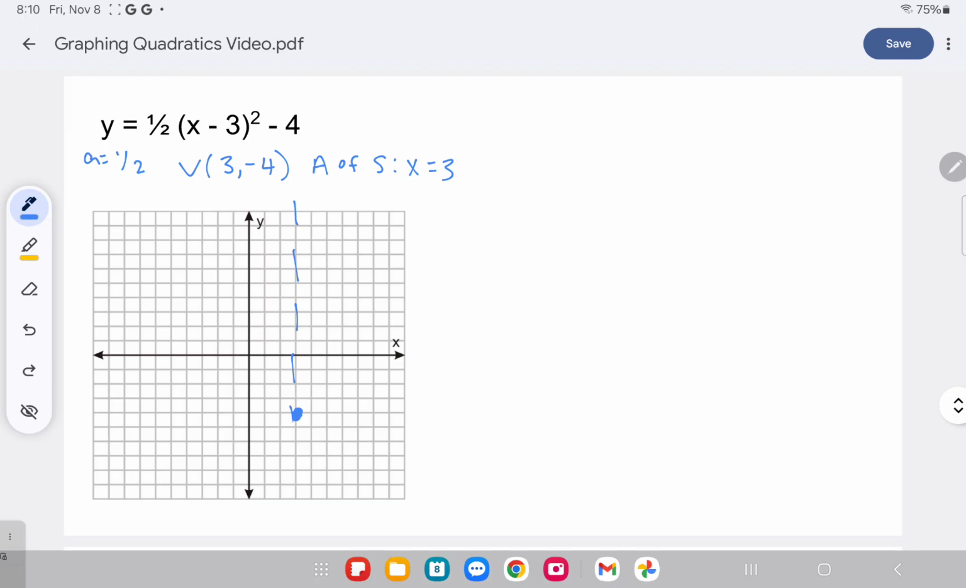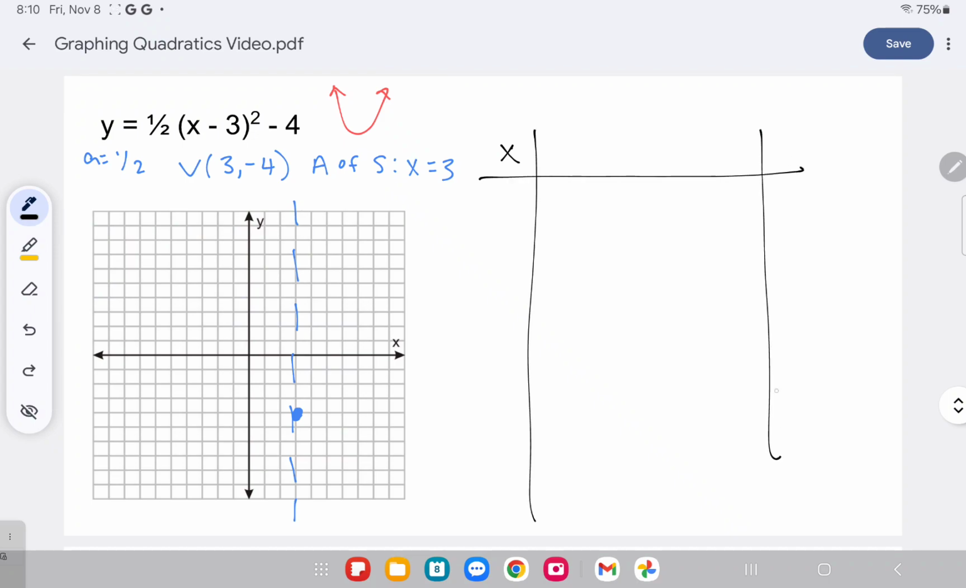So already I have the most important pieces of my graph. I know because my a is positive that this graph is going to open up. So that vertex is a minimum. And then I'm going to make an XY chart to get a couple more points on our graph. I can work a little harder to come up with points to plug in to get nice, pretty answers for y, but it's okay if we end up getting a fraction. So, for example, I could plug in a 1.